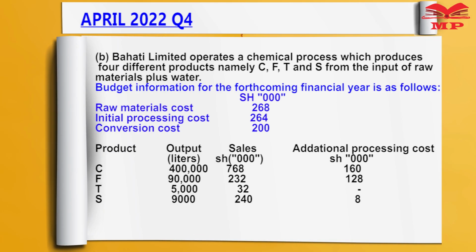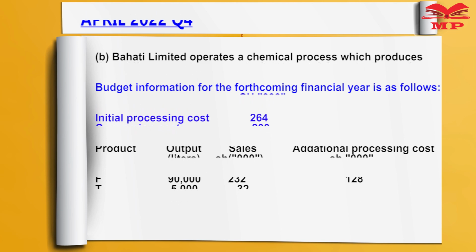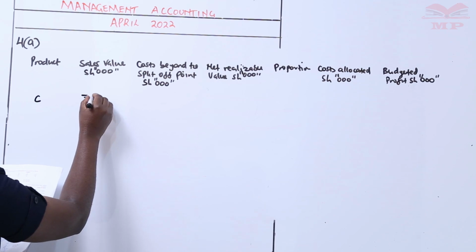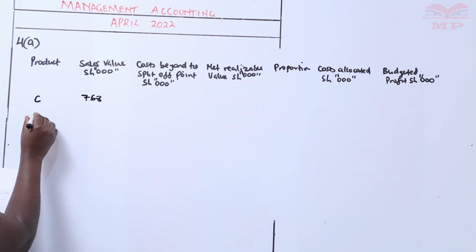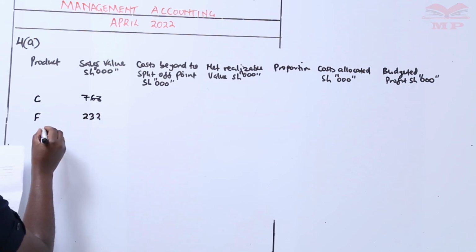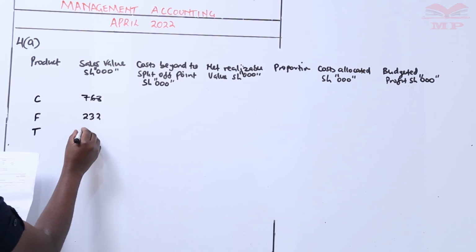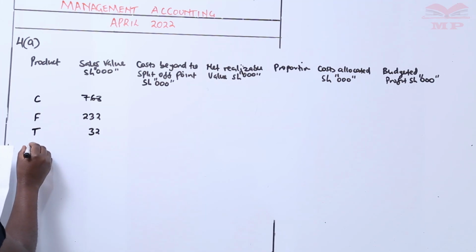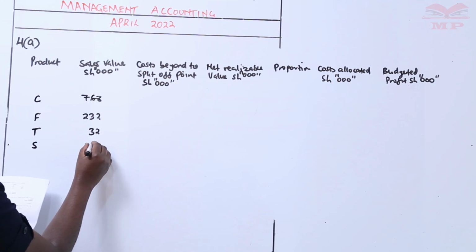So when we look at that question, the other part, we have budget information for the fourth financial year as follows. They gave the products, and the first product is product C. We were given the sales value, which is in thousands of shillings. This is 768. We have product F with 232, product T 32,000, and then product S is 240.